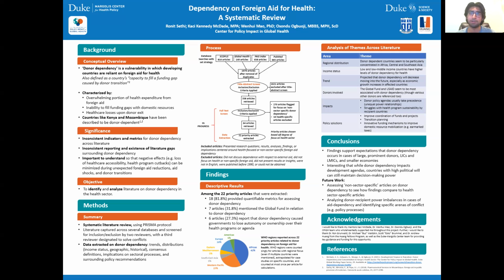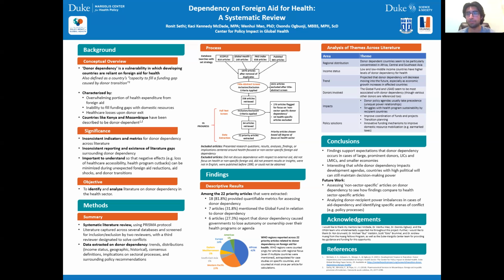And so among these 22 articles, the findings show that 18 provided quantifiable metrics for assessing donor dependency. And this is important because when the literature is reporting a case of donor dependency, we want to see that there's some sort of benchmark behind it. Seven articles mentioned the Global Fund in relation to donor dependency, which is a major HIV/AIDS donor. So seeing that was interesting. And then we also saw that overwhelmingly the articles were reporting aid dependency cases in the African region, with 42% actually reporting within Africa instead of other regions.